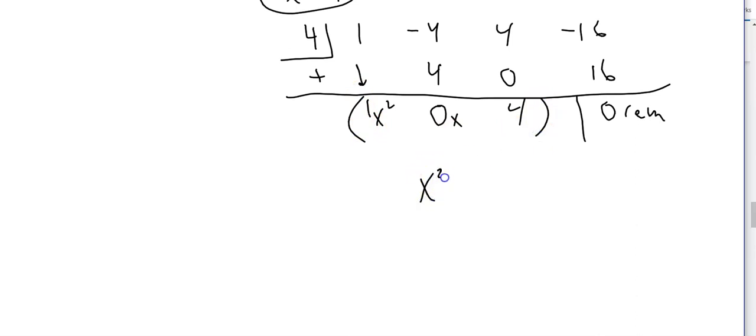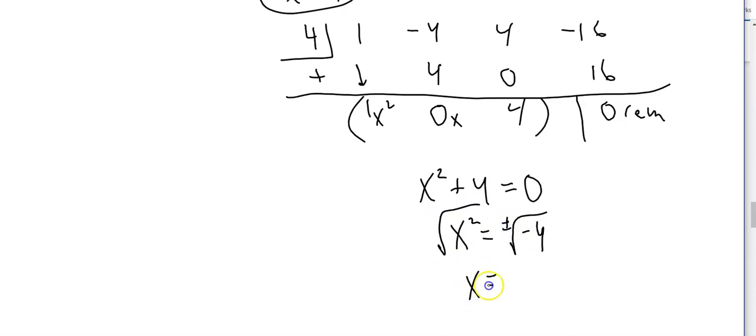This is x squared plus 4. Set that equal to 0. I don't really have to do the quadratic formula because there's no x term. It's just an x squared. So I'm going to subtract 4 from each side. x squared equals negative 4. Take the square root of both sides. Don't forget, plus or minus. x equals plus or minus 2i. So 2 of the solutions are imaginary.